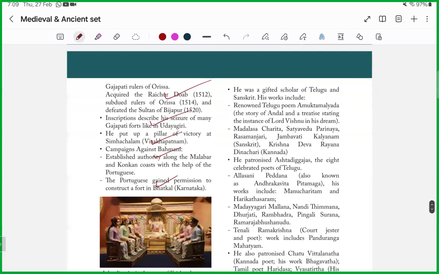So this one is important. He was a gifted scholar of Telugu and Sanskrit. His works include the renowned Telugu poem Amuktamalyada. This question was asked in 2014 or 2015. We have already solved this question when we were solving the previous year's questions. Do you remember or not?